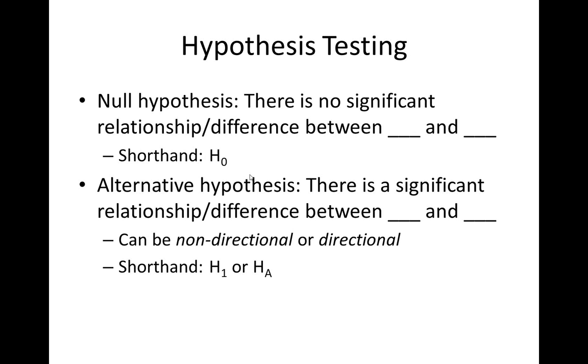Non-directional is not making the same prediction. It's just literally saying that there is going to be a difference, but you're not predicting which group is going to be higher on some measure, lower on some measure, etc. And just like there's a shorthand for the null hypothesis, there's a shorthand for the alternative hypothesis, which is either H sub 1 or H sub A for alternative. Either one is fine.